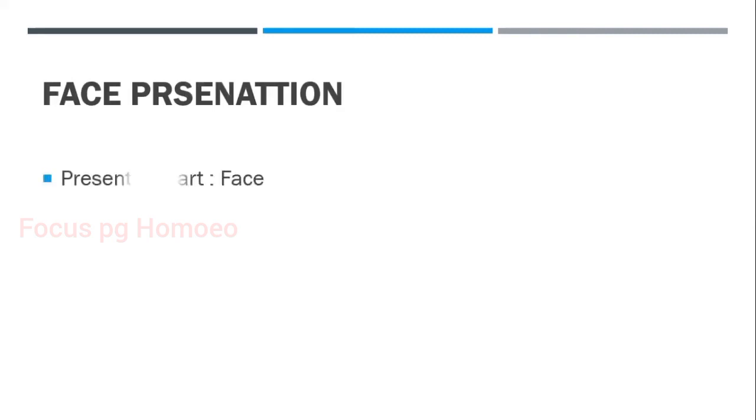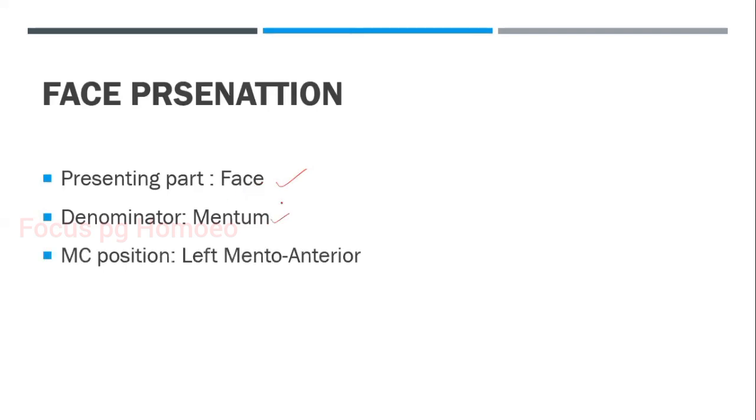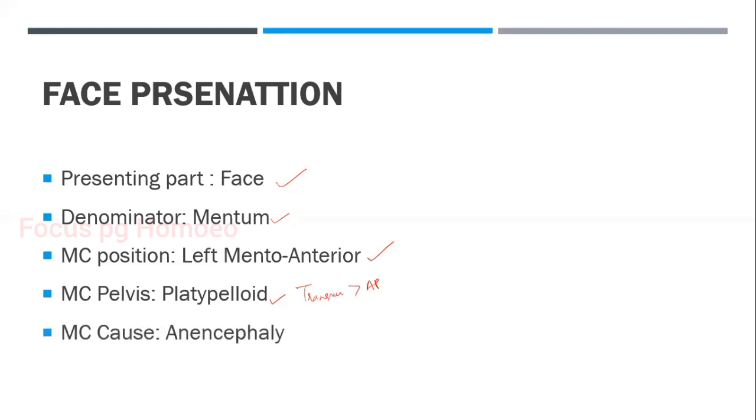Now, face presentation. The presenting part is face here, and the denominator is mentum or chin. The most common position in face presentation is left mento anterior. The most common pelvis where face presentation occurs is platypeloid pelvis, which is the least common type of pelvis, also called flat bowl-like pelvis. And here, what is the specialty? Transverse diameter is more than anteroposterior diameter. And the most common cause of face presentation is anencephaly.